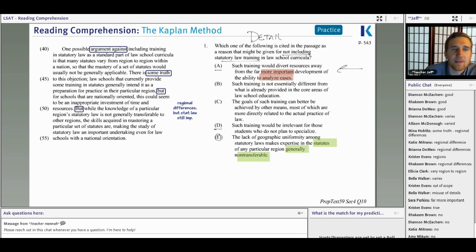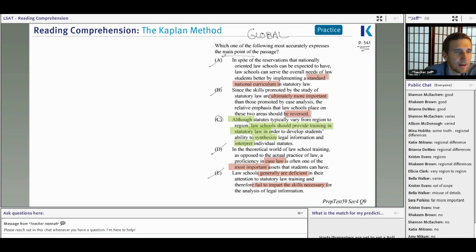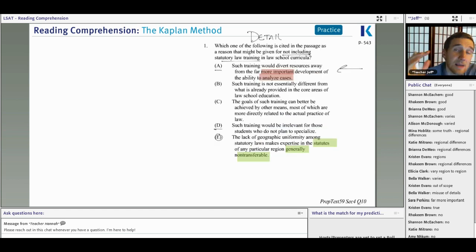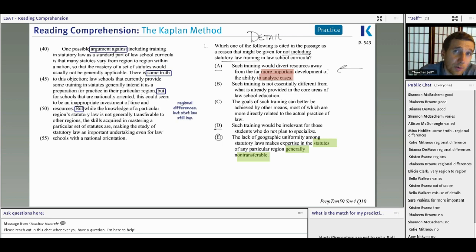No. And notice again, this is the same sort of wrong answer that we had over here. Case law, most important. There's a trend. And the test makers are doing this because they know some students are going to get the opinions flipped. They're going to think what the law school's viewpoint is instead of what the author's viewpoint is here. Now, it is true, we're talking about a negative associated with statutory law, but that negative associated with it never says we're taking time away from the thing that's really more important of case law.